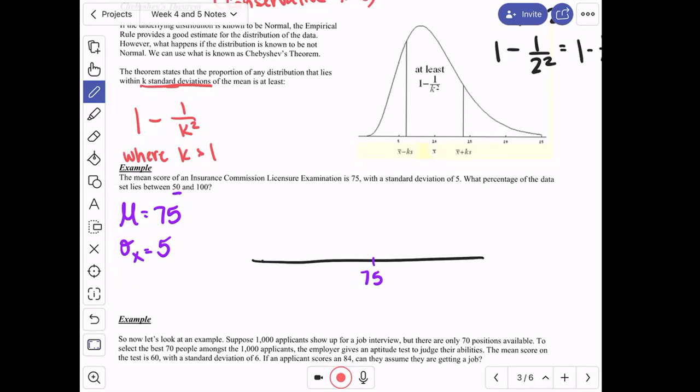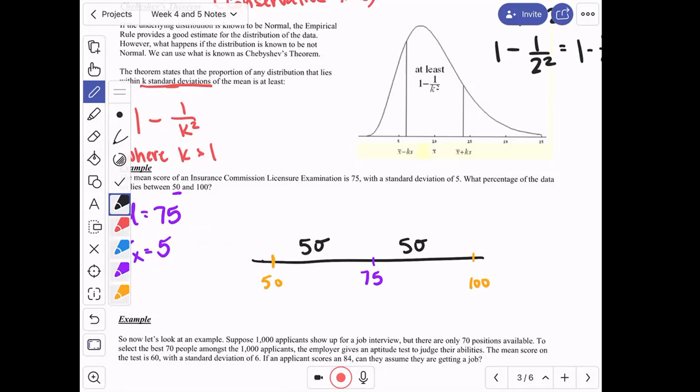So how far is 50 from 75? Anybody? 5 standard deviations. Good. How did you get 5 standard deviations? The difference is 25 divided by the 5, which is the standard deviation. Good, that's what I want to hear. So the difference here: this is 50, this is 100. They're both how many standard deviations away? They're both 5 standard deviations, 5 standard deviations here, 5 standard deviations there, right?